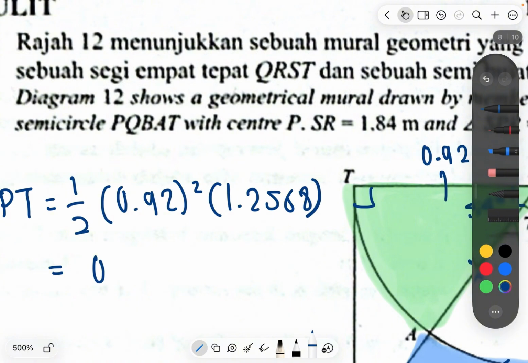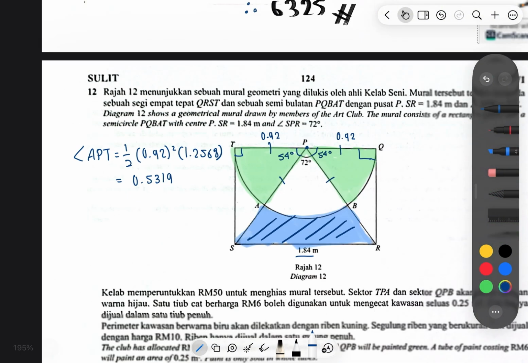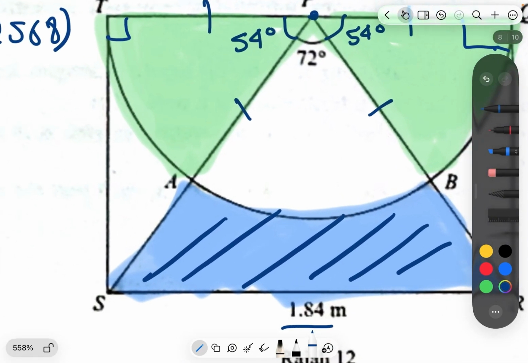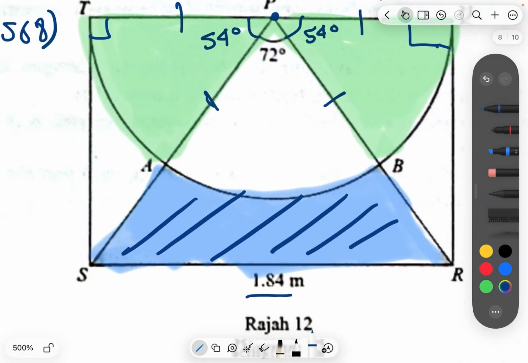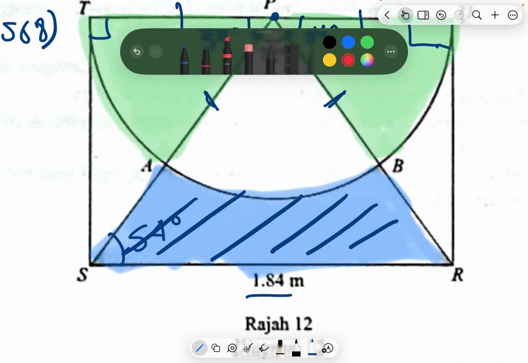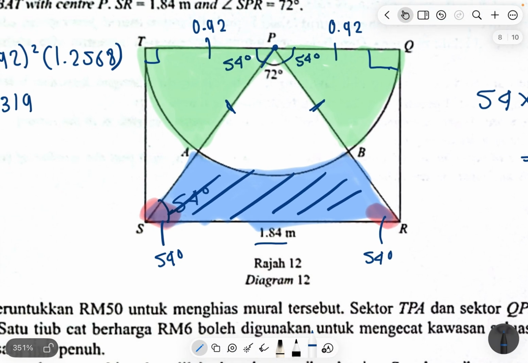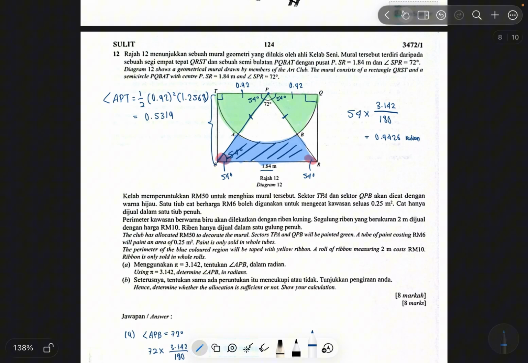So you get 0.5319. Okay, then the area for the triangle, this one is isosceles, right? Since this is equal to this, take 180 minus 72 divided by 2, you get 54. This is also 54 degrees. So you can find the side length of PS, and then you can use Pythagoras theorem to find SD. Okay, so I'm just going to do that.